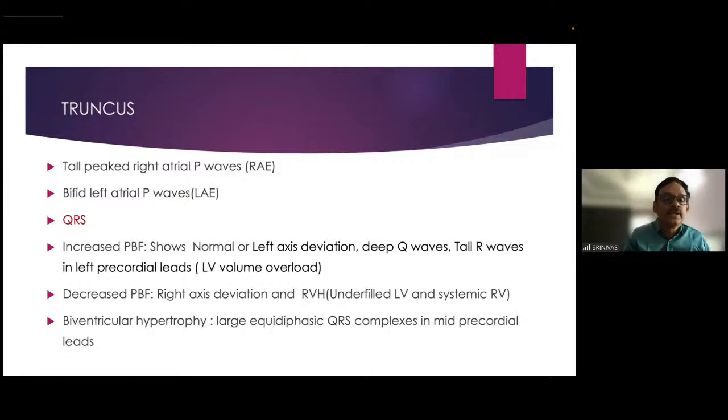So in truncus, there will be biventricular hypertrophy and biatrial enlargement, and the ECG reflects the same. There will be right atrial enlargement and left atrial enlargement, and the QRS will show changes when there is increased pulmonary blood flow. Initially, there will be left ventricular volume overload and LV dominance. When you have either PS or severe pulmonary arterial hypertension with Eisenmenger reaction, there will be decreased pulmonary blood flow with right ventricular dominance, because of an underfilled left ventricle and a systemic right ventricle. Usually, there will be biventricular hypertrophy signs like in a large VSD, with the Katz-Wachtel phenomenon in the mid-precordial leads.